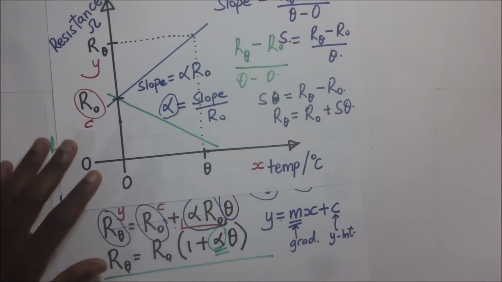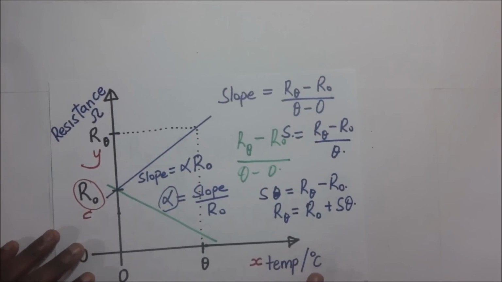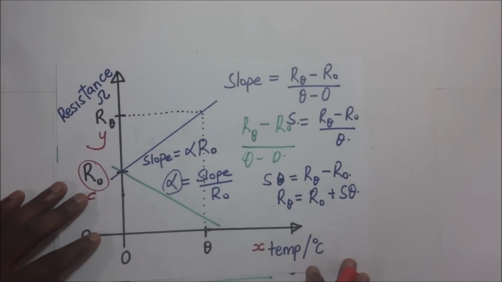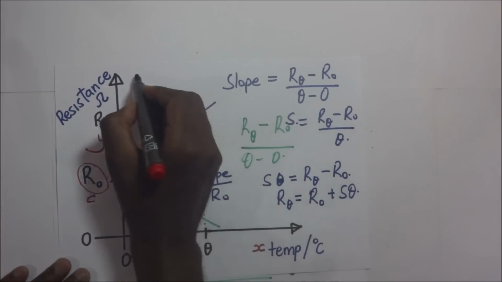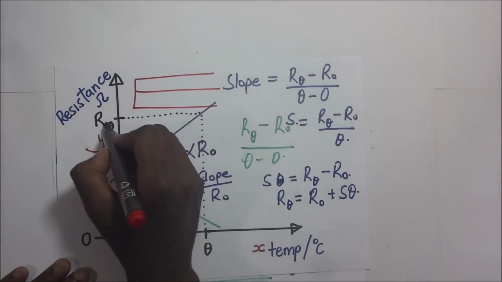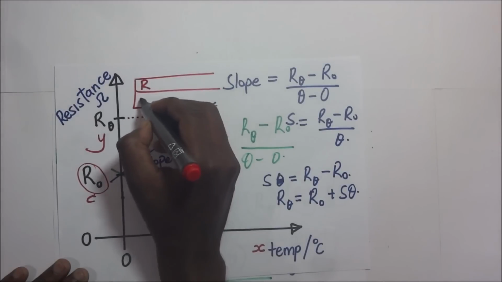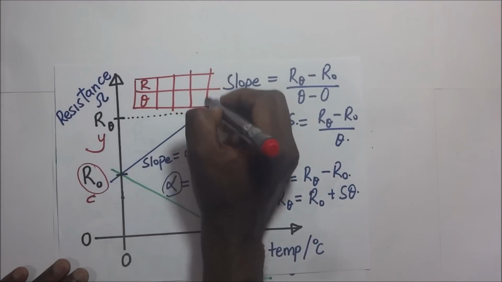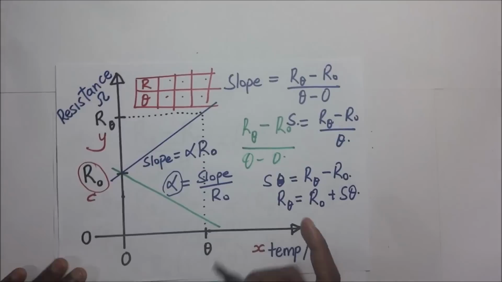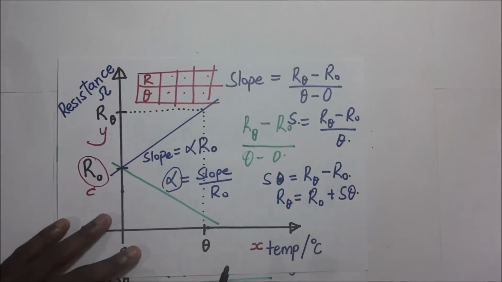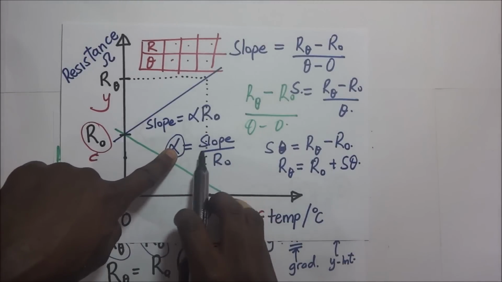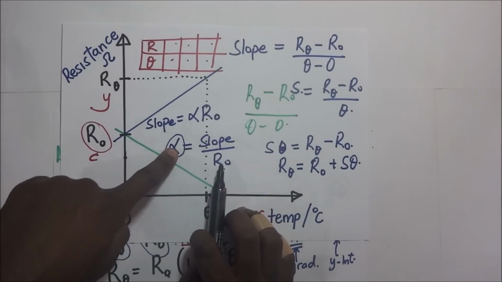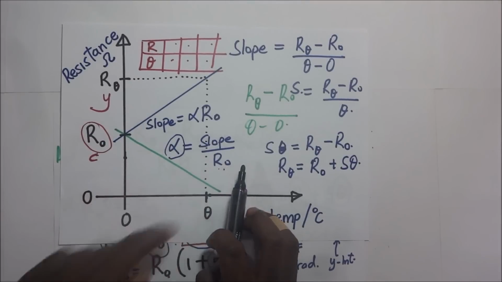What I'm trying to raise here is that when you are trying to find the temperature coefficient of resistance of a metal using a graphical method, that is, you've undergone some tests and drawn a table of results giving you the resistance and then the temperature, when you plot that graph, you're simply going to get the temperature coefficient of resistance by equating it to the slope you will have gotten, divided by the resistance at 0 degrees Celsius.